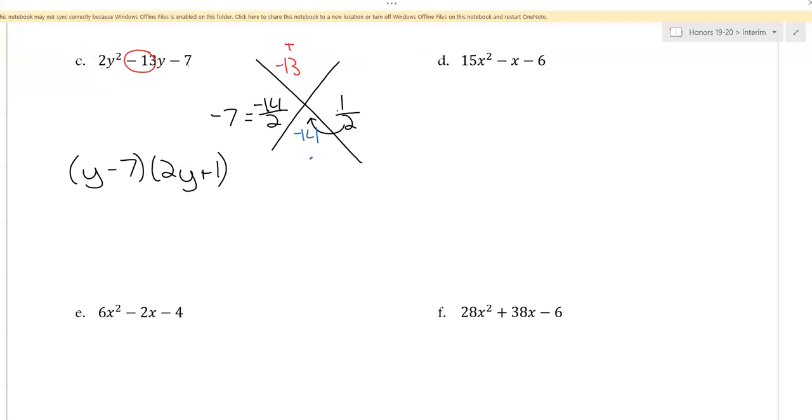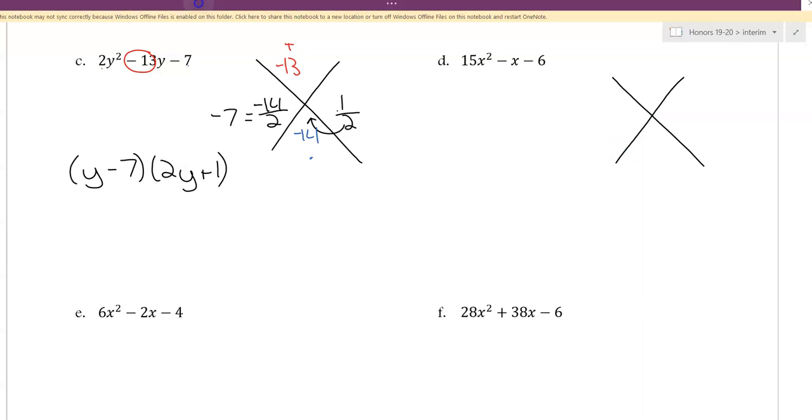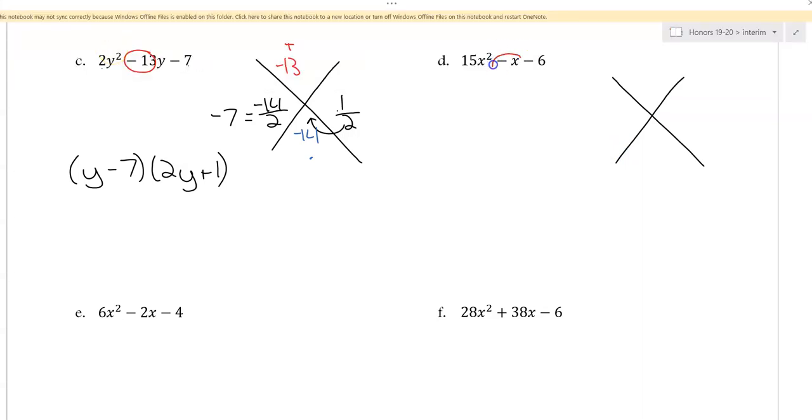Letter D. 15x squared minus x minus 6. Okay, so we are adding to -1. Remember, there's a 1 in front of this x. And we are multiplying to 15 times -6, which I believe is -90. Right, coming from both of those. So 9 and 10. And I want the larger one to be negative since I add to a -1, so -9 and -10.